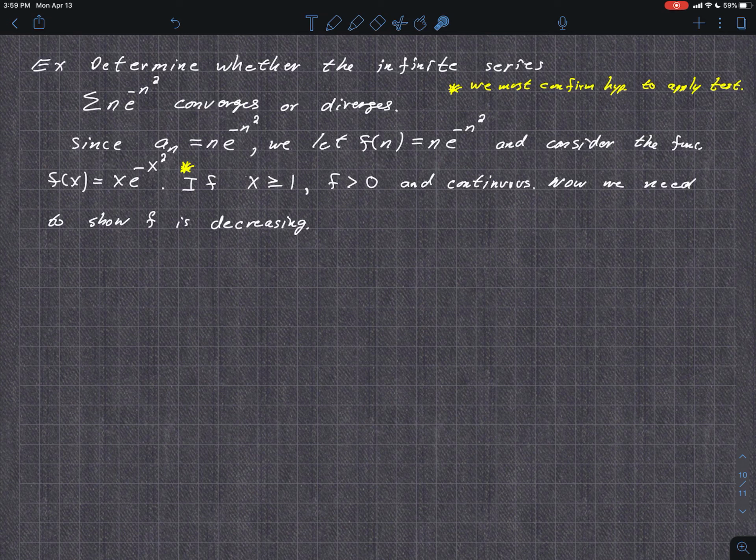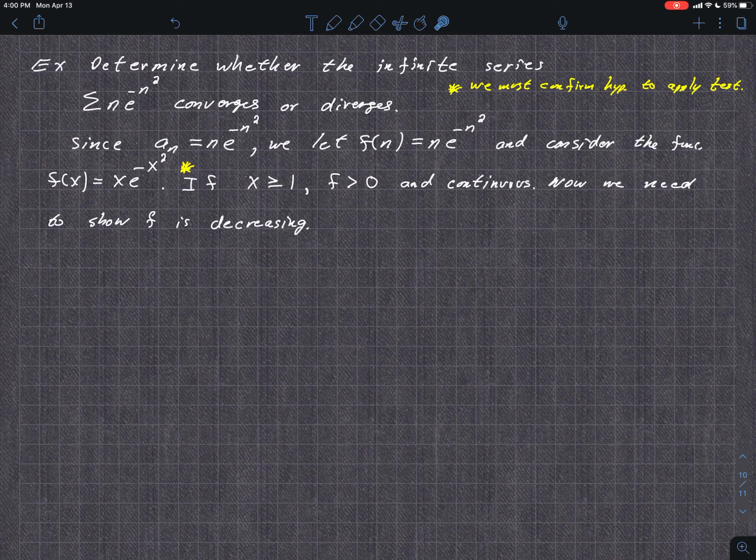Okay, and then we consider the real valued function f of x, x e to the negative x squared. So this is the function we're going to use to integrate. Okay, so then if x is greater than or equal to 1, f of x is positive. That one's clear, right? Because e to anything is always positive, and a product of a positive is still positive. So f of x is positive and continuous.